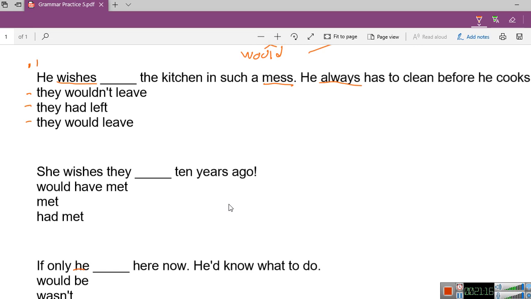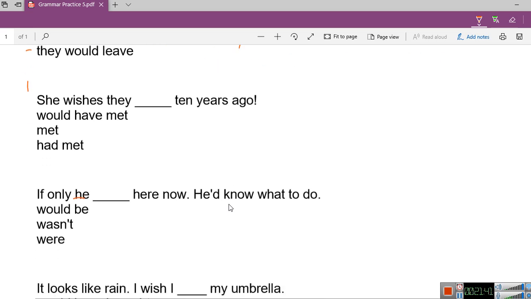Yeah, perfect. Because we're talking about an annoyance, it matches. I use wish plus... help me, please. Wish plus wouldn't. That's how we know it's an annoyance. Very well, Lauren.